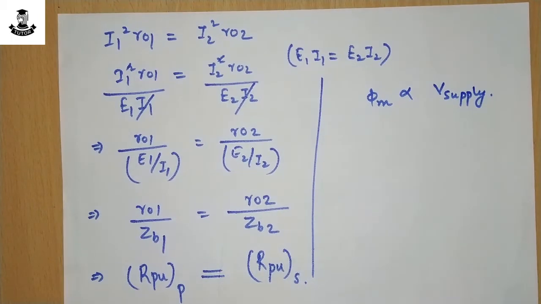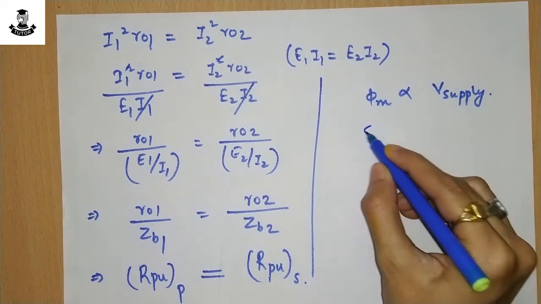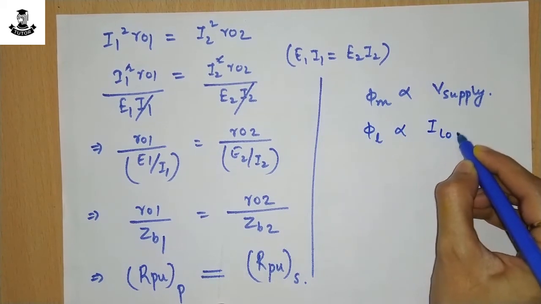Now, when the load is connected to the secondary winding of the transformer, then an additional flux is produced along with the leakage flux. Under steady state condition, the mutual fluxes produced by the load current components are neutralized. However, leakage fluxes will remain in the transformer circuit. The magnitude of these leakage flux depends upon the load current and is independent of the supply voltage. Hence, leakage flux is proportional to the load current.